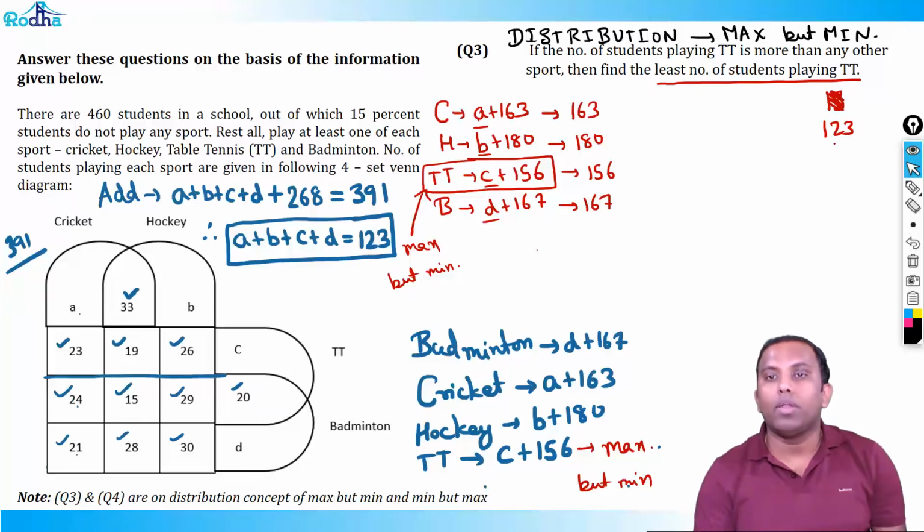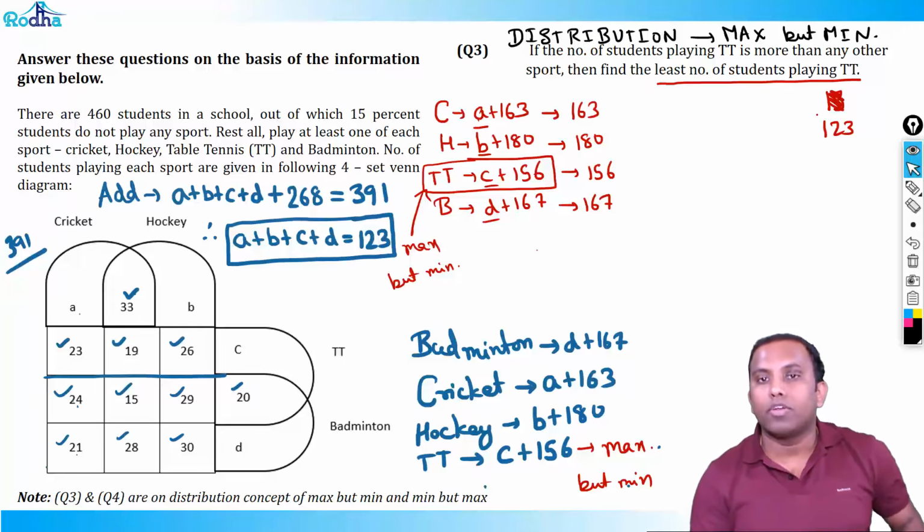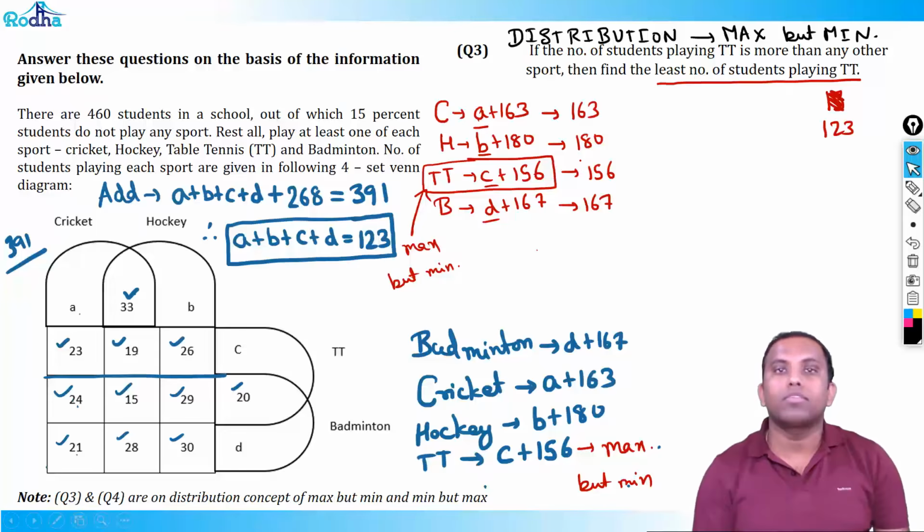So it's like 123 chocolates to be given to C, H, T and B. Already they have 163 chocolates, 180 chocolates, 156 chocolates and 167 chocolates, right? I have to give 123 chocolates to them so that TT gets the maximum number. This question is same as that, right? I hope you can connect it.